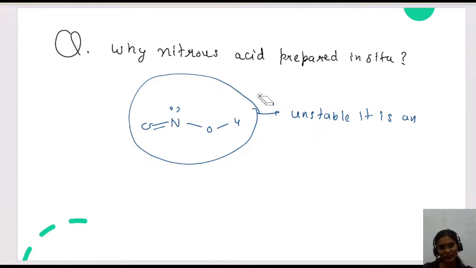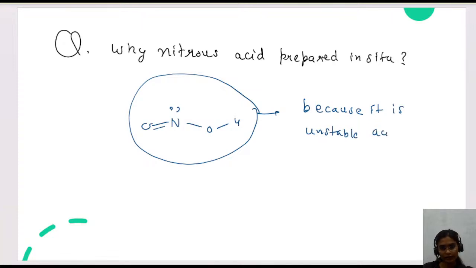Okay, because it's unstable, right? I have to write the answer. So because it is unstable, this is not stable, it is an unstable acid.